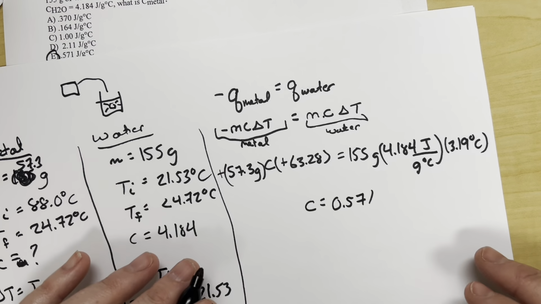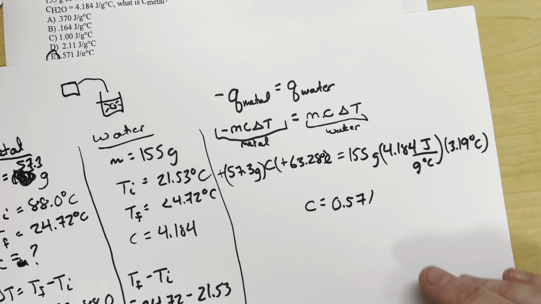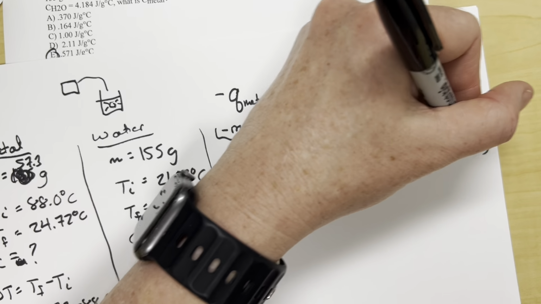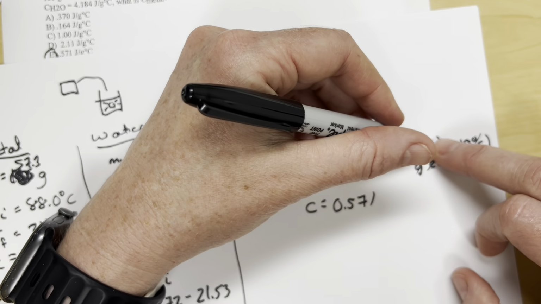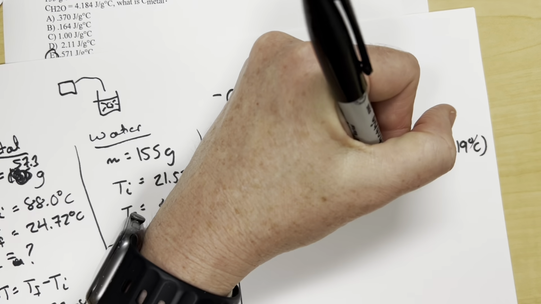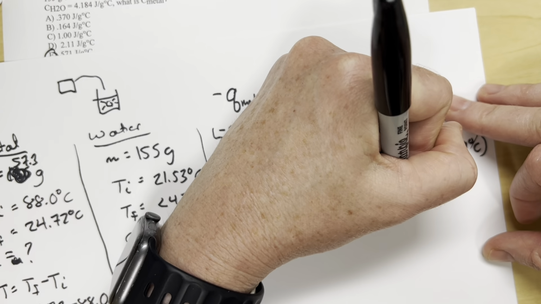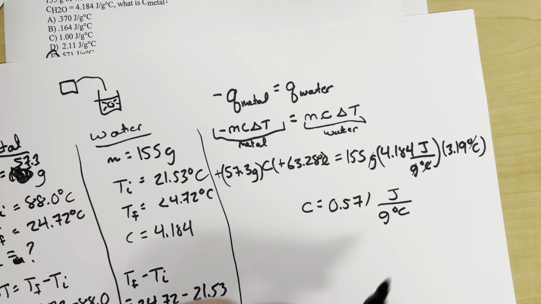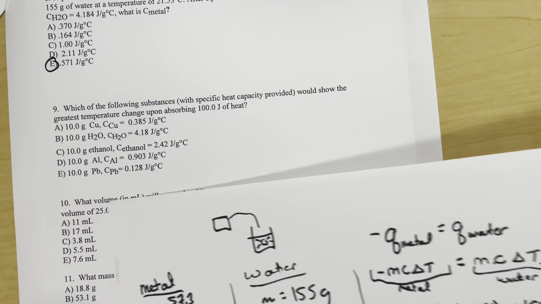In terms of units, if we did this, the grams cancel, the degrees cancel. And here we have just joules, and then you divided it by grams, and you divided it by degrees Celsius, and that's why you get joules per gram degree Celsius.